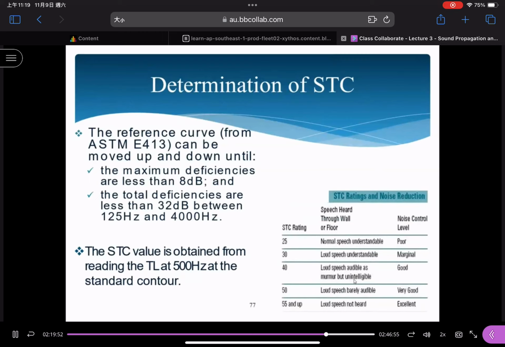Okay, what are the usages of these two conditions? Because after that, we can identify the STC weighting. We can find out whether this is a good performance or not. Let's say if the STC weighting is 25, normal speech is understandable, but the noise control level is at a poor level. And because I told you that this is just a single value, we just need to identify it with the data at 500 Hz only.